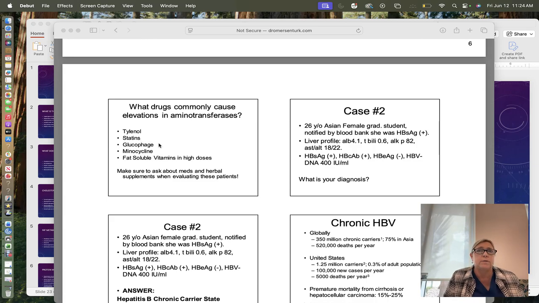Glucophage. Glucophage is metformin. It's an anti-diabetic medication, and that med is actually metabolized by the liver. Minocycline for acne, it is a tetracycline. And then fat-soluble vitamins in high doses. So when people take too much A, D, E, and K, this also can happen. Okay, that's it.